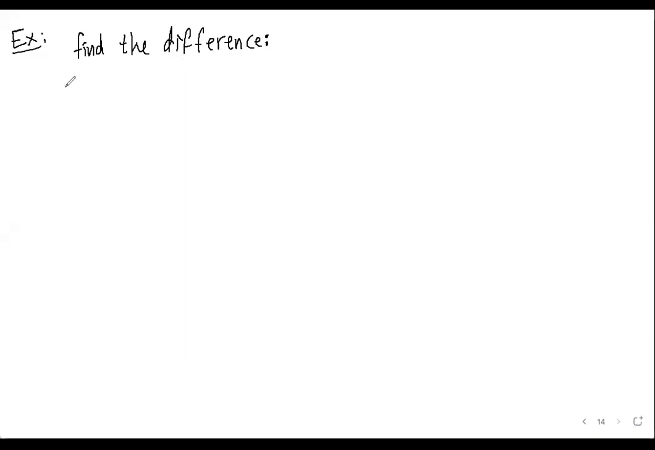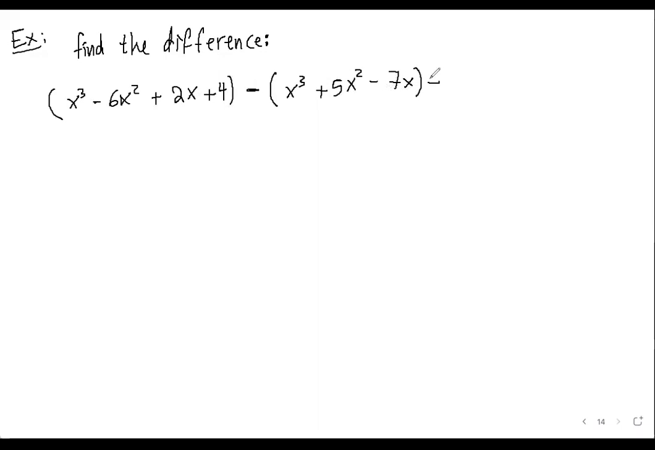So here, if I give you this polynomial, x to the power 3 minus 6x squared plus 2x plus 4, minus x to the power 3 plus 5x minus x squared minus 7x. We're going to do this one next class, Thursday.